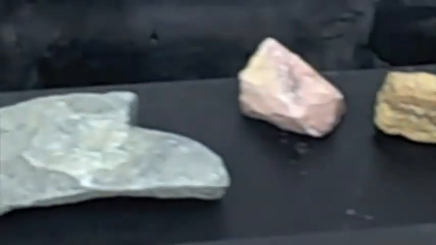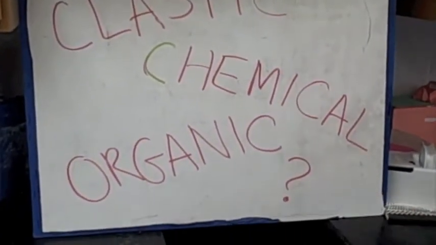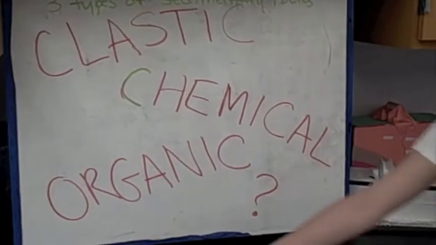Some examples of chemical rocks are forms of limestone, rock salt, halite, and gypsum. You can tell these are chemical rocks because the rock is formed by inorganic processes. Here are some examples of this rock.